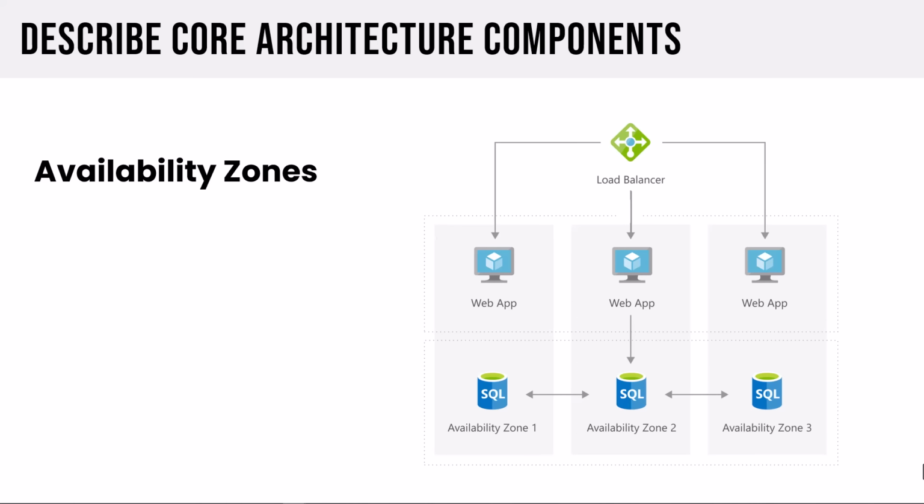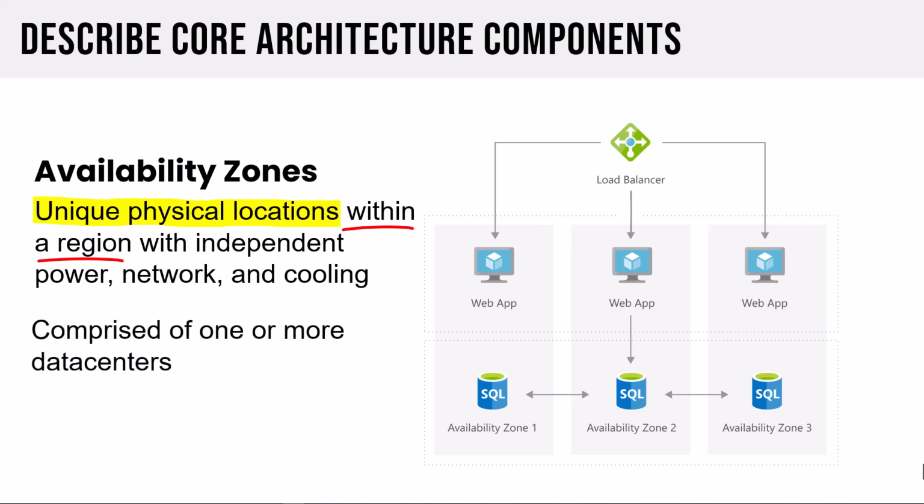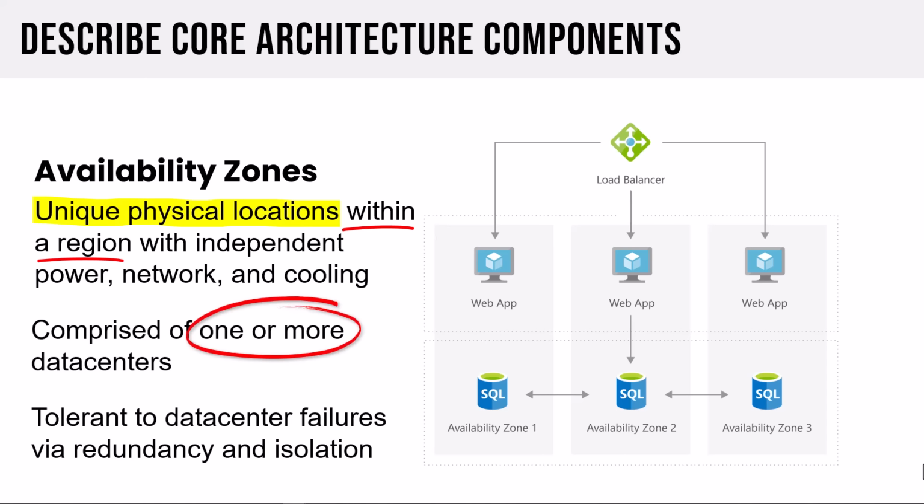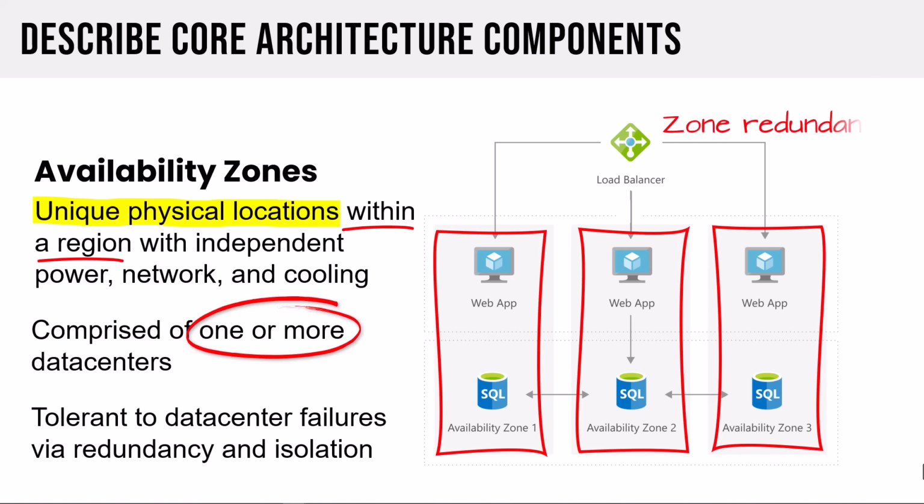Let's shift to the physical for a moment and talk about availability zones. Availability zones are unique physical locations within a region with independent power, network, and cooling. Availability zones are comprised of one or more data centers, and they're tolerant to data center failures via redundancy and isolation. So when we configure availability zones, for example with our web application here that is load balanced, we have availability zones that give us redundancy, resilience against physical failures. So we're considered to be zone redundant.